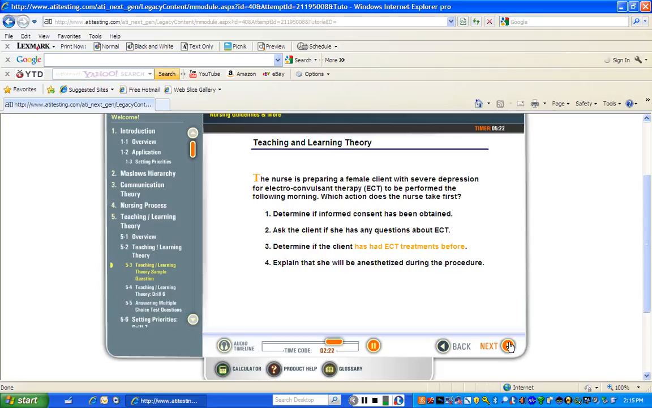Option 3. Determine if the client has had ECT treatments before. This is the only option that focuses on the client's teaching needs. If the client has had these treatments before, the teaching needs may vary considerably than if the client has never had an ECT before. With only the information in this case scenario, you all know that the client needs ECT.